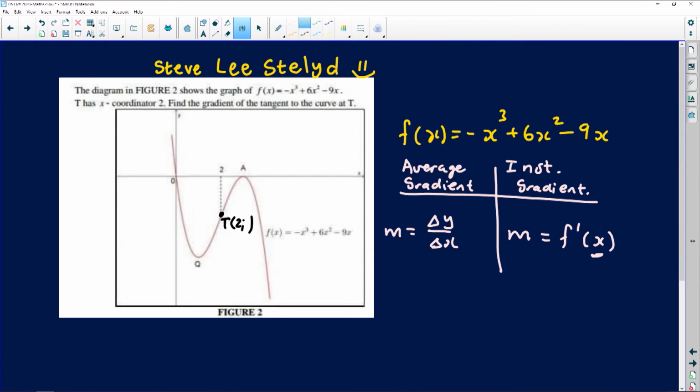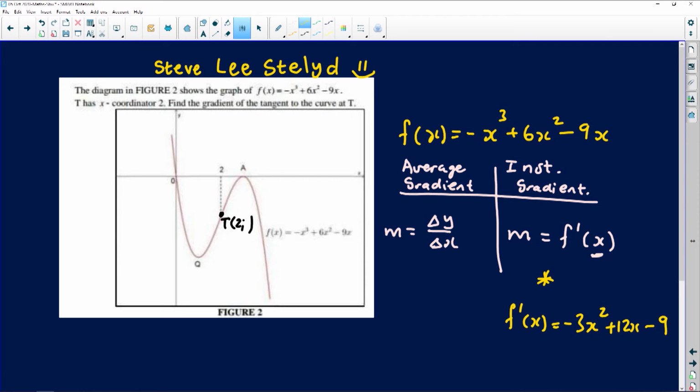Let's go back and derive and then substitute. So we are definitely here. This is basically where we are. So I'm going to find the derivative of this cubic. When you derive, it's exponent times coefficient, so you're going to get negative 3x squared. 6 times 2 gives you a 12. You're going to get positive 12x. And the derivative of negative 9x is just going to give us negative 9.